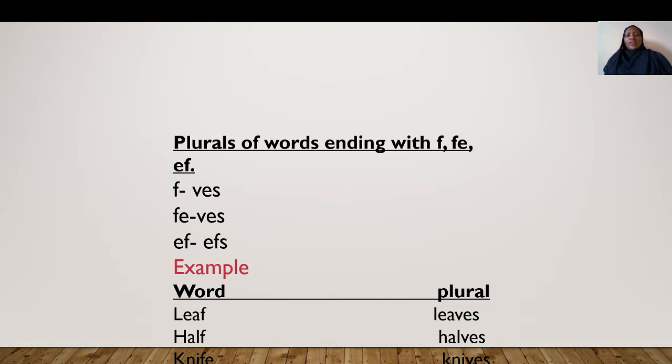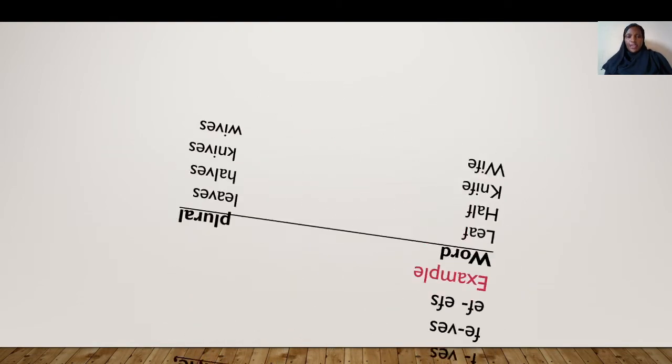The last word that we have is wife. Wife ends with FE. Now we have to change FE to VES. So we say if a word ends with F, it changes to VES. If a word ends with FE, it changes to VES. That FE is the one that is changing to VES. So that's how we write the plural of words ending with F and FE.